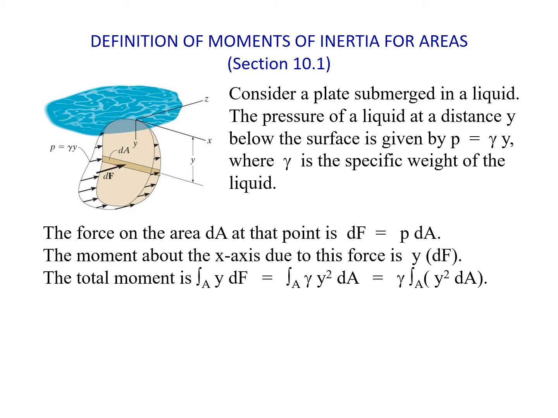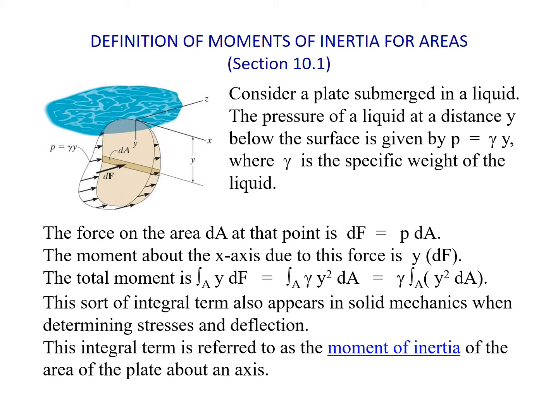The force on the area dA at the point, dF, is given by the pressure acting across that differential area dA. The moment about the x-axis due to this force is y times dF, and the total moment is found by integrating y times dF across the entire cross-sectional area. And that might be expanded as shown here to give the integration that you see, but that will depend on the shape of the plate submerged into the liquid and its dimension and also the specific gravity of the fluid.